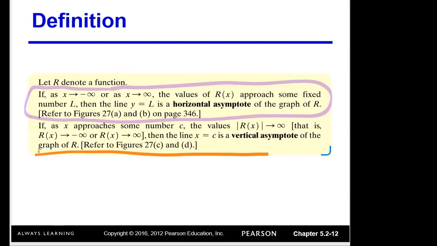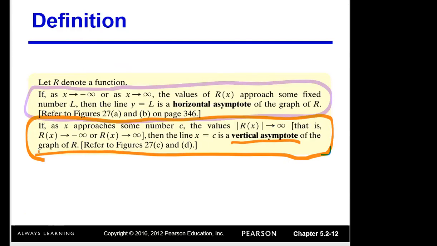But then the other two, it says, as x approaches some number c, then the values of your function either approach negative infinity or positive infinity. And that means that the line x equals c is a vertical asymptote. So now we're talking about the other two examples on the previous slide.